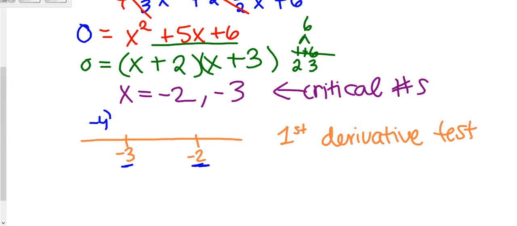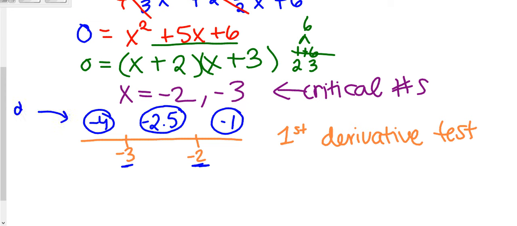So -4 will plug into the derivative. -1, -1 doesn't work. I tried to do that earlier too. Try again. -2.5, yes, it's a decimal. Yes, you will live through this. And -1 goes over here. So these top numbers will be plugged into my derivative. It's the first derivative test, so I need to plug my test numbers into the derivative. My derivative is here and here. I can plug into either one.